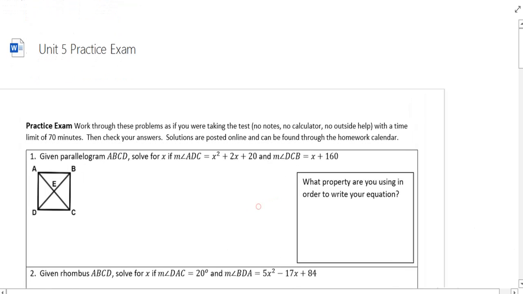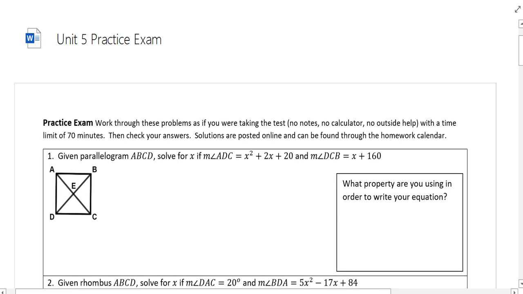I'm going to go over the practice exam. Before you watch this though, make sure you went over the practice exam yourself. As it says in the instructions here, you want to treat this like an exam. Take some time aside and work through these problems as if you were taking the test. No notes, no calculator, no outside help. Set a time limit for yourself of 70 minutes.